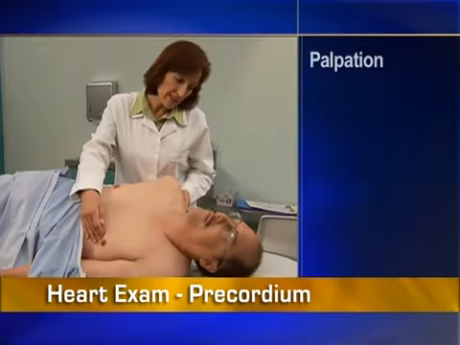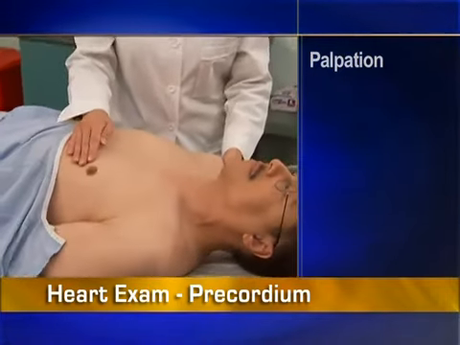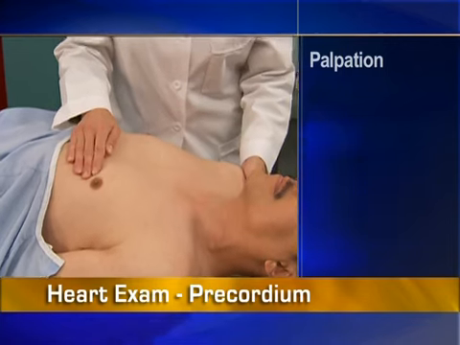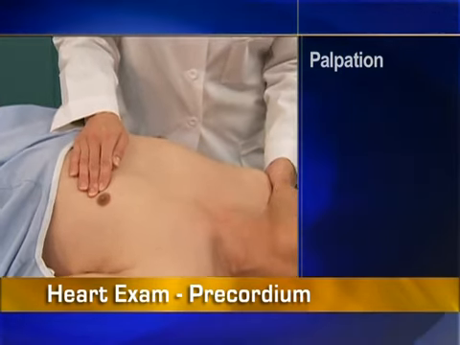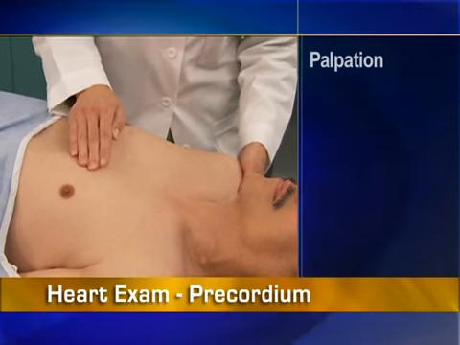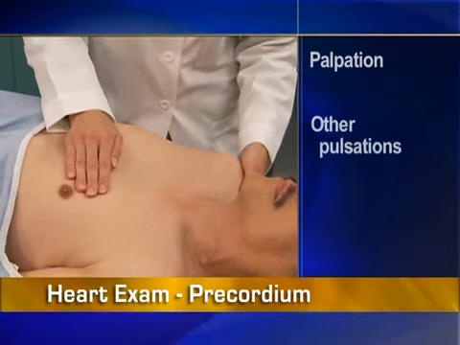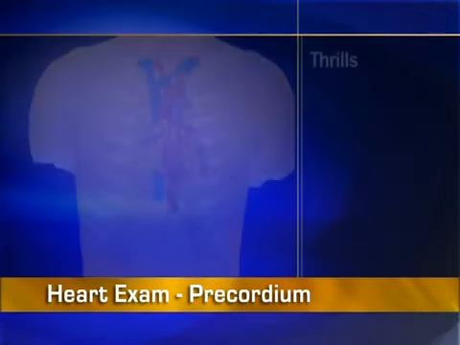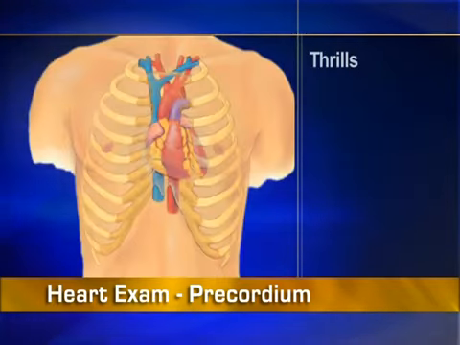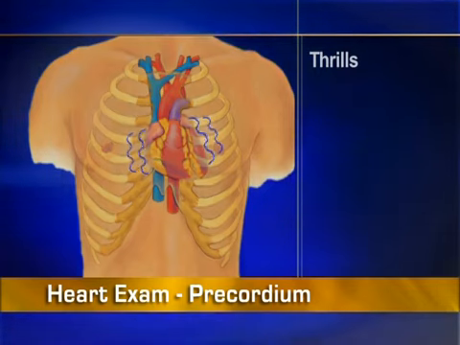Roll on your back, please. Using the base of your fingers, palpate the apex, left sternal border, and base to detect any other pulsations. Normally, none occur. Note any abnormal pulsations such as thrills, which are vibrations that feel like a purring cat's throat and accompany loud murmurs.